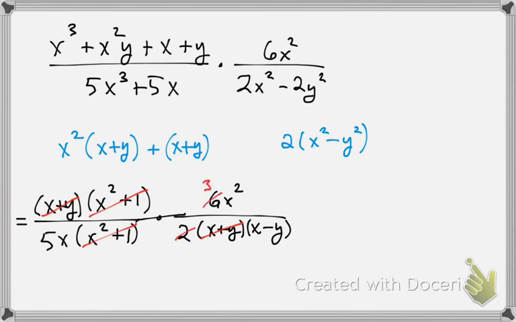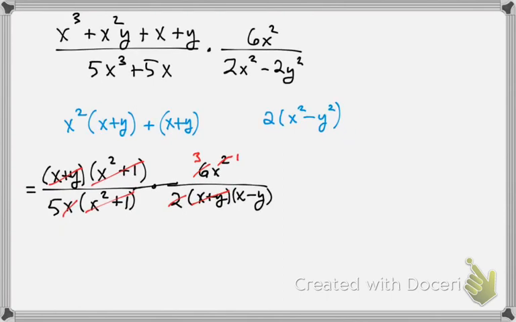The 2 would reduce the 6. And then the x will reduce the x squared. So what's left? 3x on the top, 3x over 5 times x minus y. Is that okay? You guys with me on that?